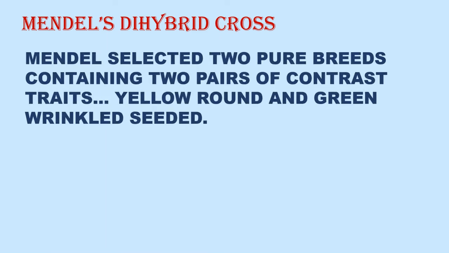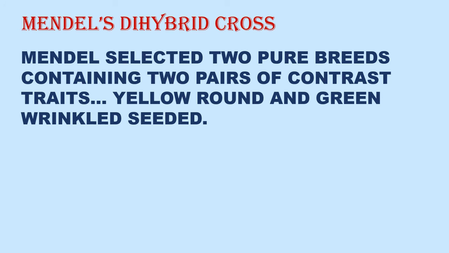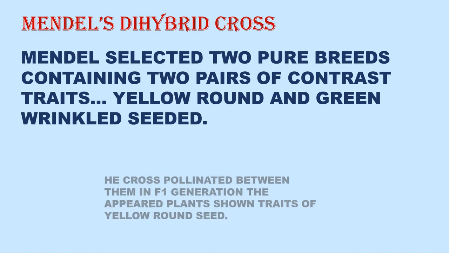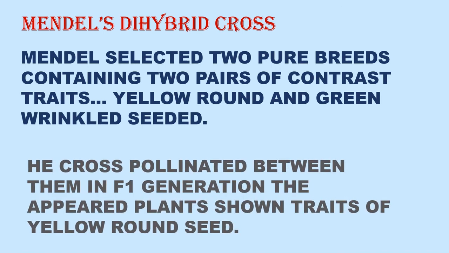On consolidation of Mendel's dihybrid cross, Mendel selected two pure breeds containing two pairs of contrast traits, yellow round and green wrinkled seeded. He cross-pollinated between them in the F1 generation. The plants that appeared showed traits of yellow round seed.